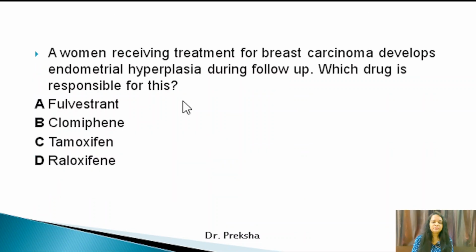Now coming to the MCQ. A woman receiving treatment for breast carcinoma develops endometrial hyperplasia during follow-up. Which drug is responsible for this condition? The answer here will be tamoxifen. Fulvestrant is a selective estrogen receptor downregulator. Clomifene and raloxifene are also selective estrogen receptor modulators, but these do not increase the risk of endometrial carcinoma. So the answer here will be tamoxifen.